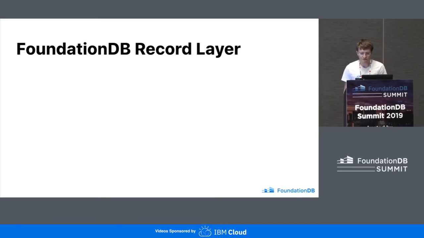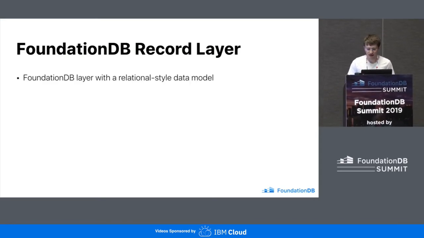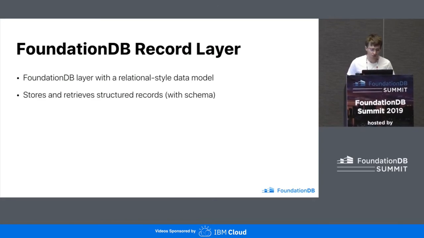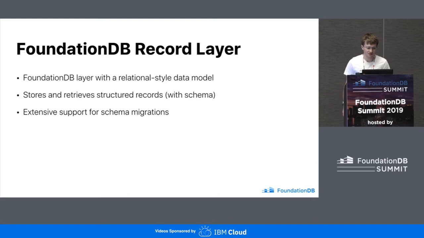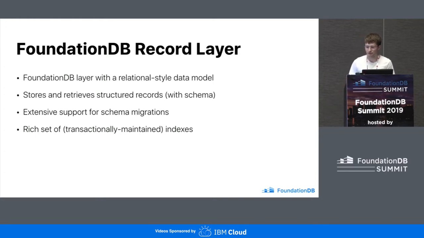So the FoundationDB record layer is succinctly a FoundationDB layer with a relational style data model. That means that it stores and retrieves structured records, much like tuples in a SQL database, or maybe documents in a document store. And those records have a schema, which you define ahead of time. With that schema facility, it includes extensive support for schema migrations, for you to add, modify the schema, build new indexes, things like that. And as I alluded to, there's a rich set of indexes, all of which are transactionally maintained with writes and updates. So you never read stale data.